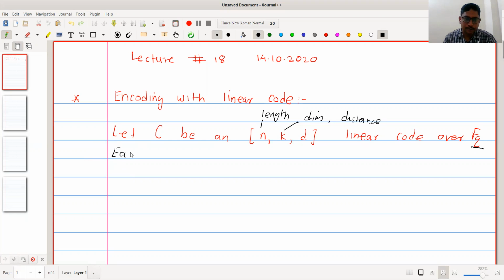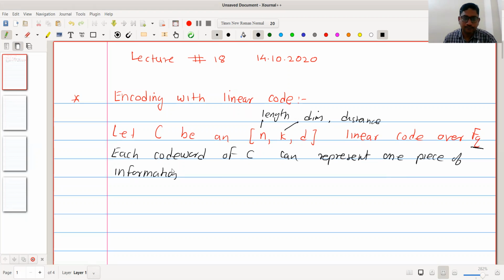Here each code word of C can represent one piece of information. And you know this, what is the size of C? Size of C is q to the power k. So because dimension is k, C can represent a total of q to the power k distinct pieces of information.